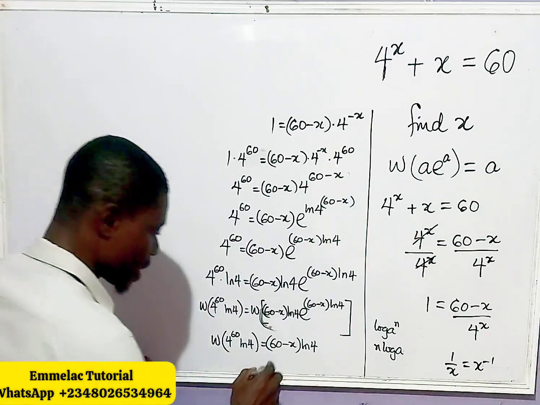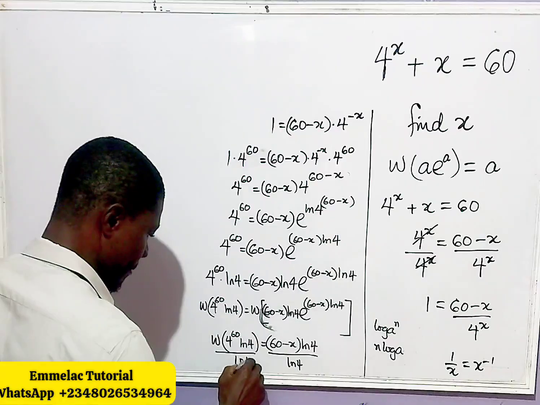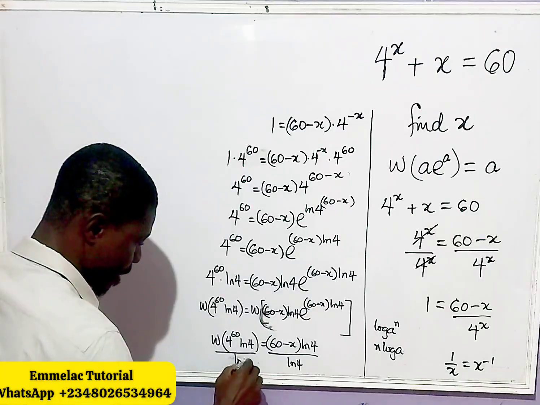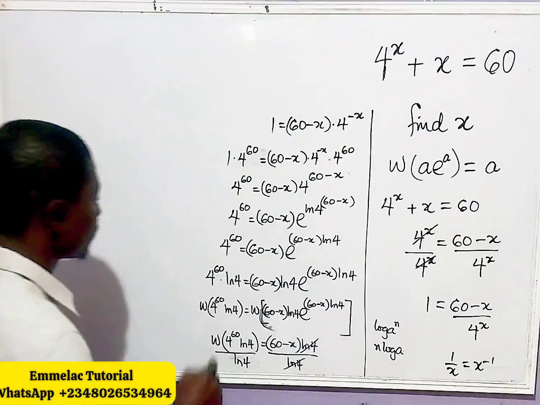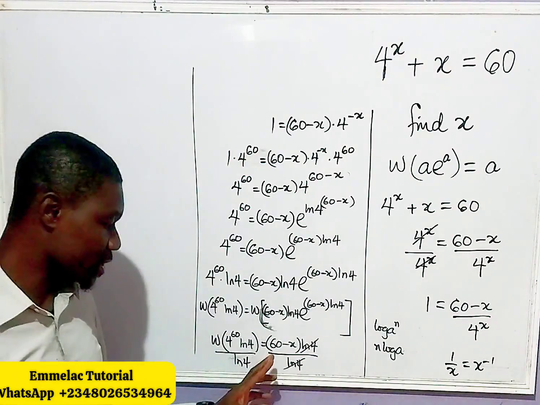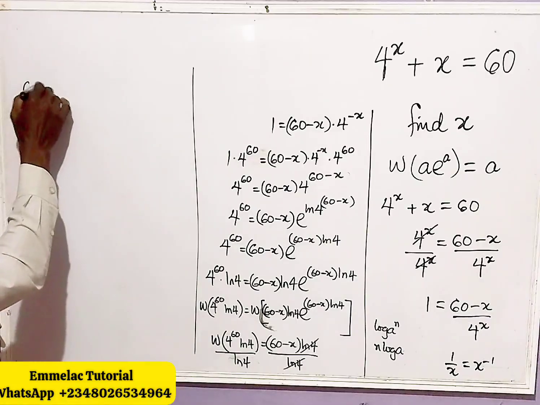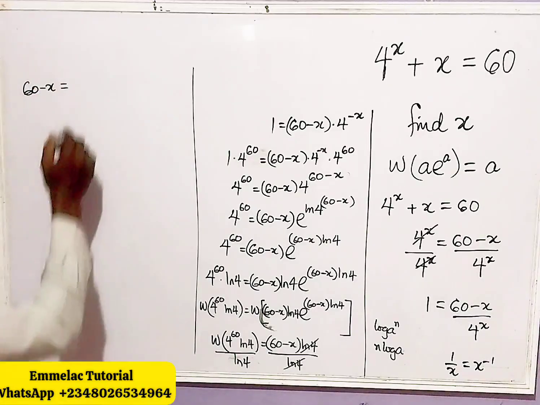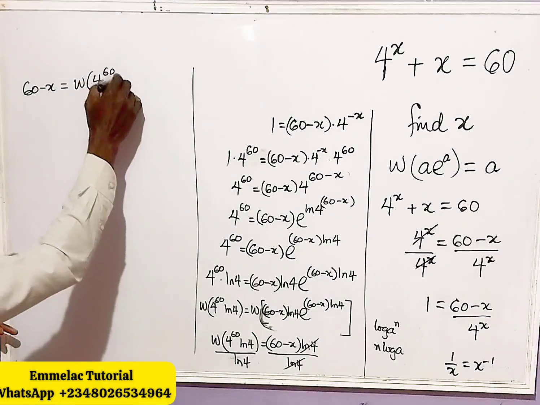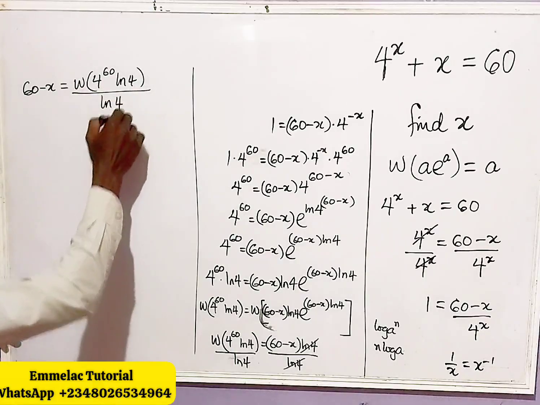So at this point now, all we need to do is to resolve to get x. So first of all, let's divide both sides by ln 4. ln 4, so this eliminates this. Let us just rearrange to make the equation look more organized. So we can say here, this is 60 minus x equals W of 4 raised to the power of 60 ln 4, then all over ln 4.